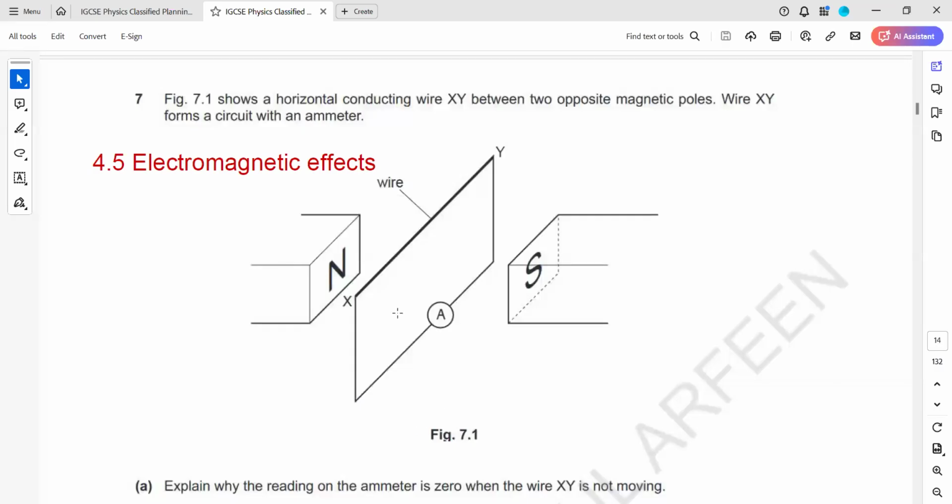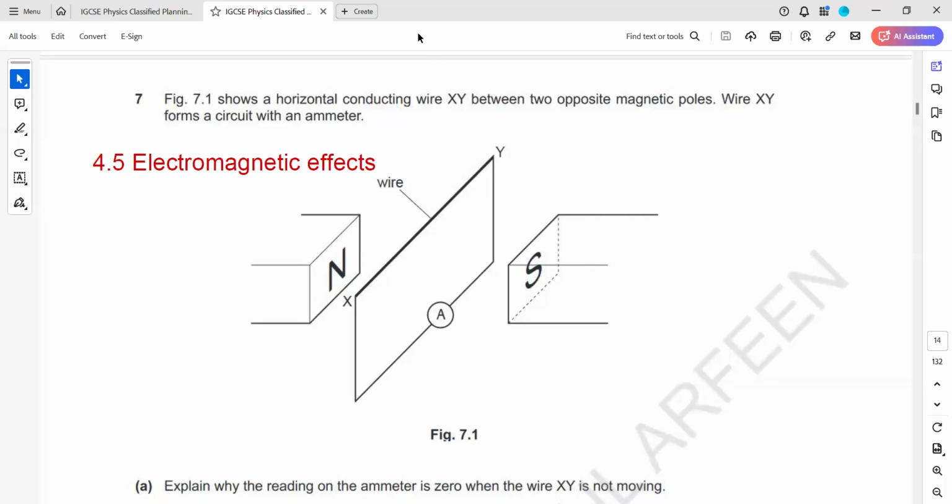So this one is an exercise related to electricity and magnetism. Figure 7.1 shows a horizontal conducting wire between the two opposite poles of the magnet. The wire XY is a circuit with an ammeter. Look, here we don't have a power supply. If we don't have a power supply, which rule should we use to find the direction of induced current, right or left? Because we don't have any power supply here.